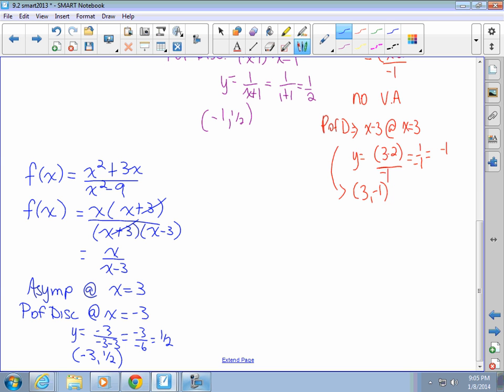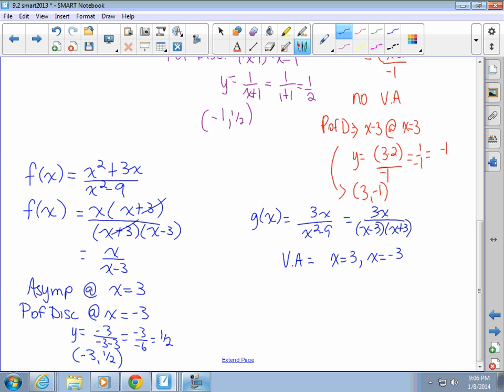I'll just do one more. If I have g(x) is equal to 3x over x squared minus 9, kind of like this one but a little bit different, so 3x over x minus 3 times x plus 3. So this one has two factors that I can't cancel. If I can't cancel them, that means they are going to be vertical asymptotes. So I have vertical asymptotes at x is equal to 3 and x is equal to -3. I don't have any points of discontinuity because nothing canceled out.